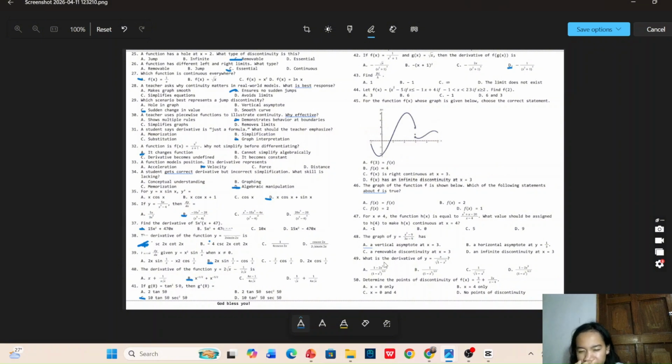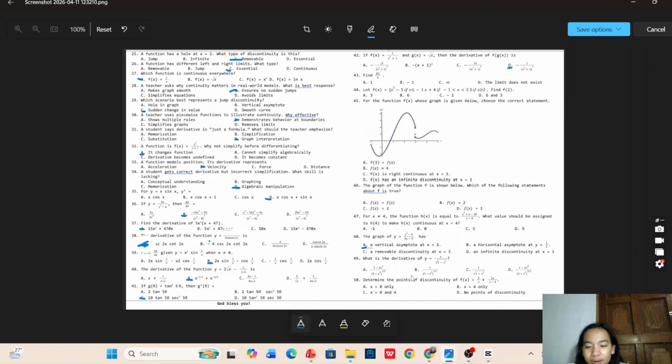Since we take the denominator, which is 3x minus 9 equals 0, and then transpose negative 9 to the other side, that becomes 3x equals 9, and then dividing both sides by 3, x is equal to 3, which is our vertical asymptote. And the correct answer for number 48 is letter A. Number 49, second to the last.